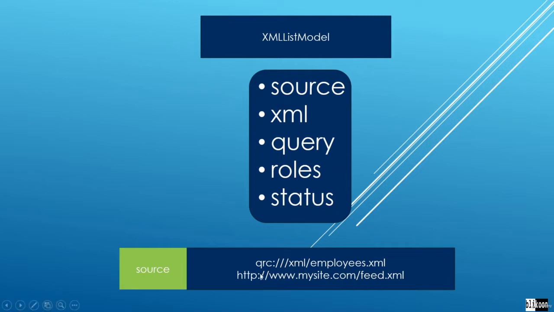And down here, you see an example of how you can link to an XML file. The XML file can be local, living in a resource file, and you can link to it using qrc like this, or you can get the XML data from the internet using some XML APIs.